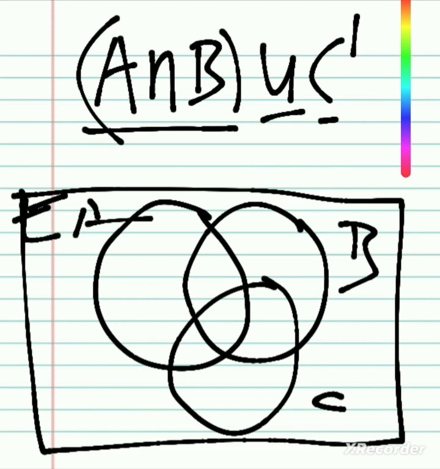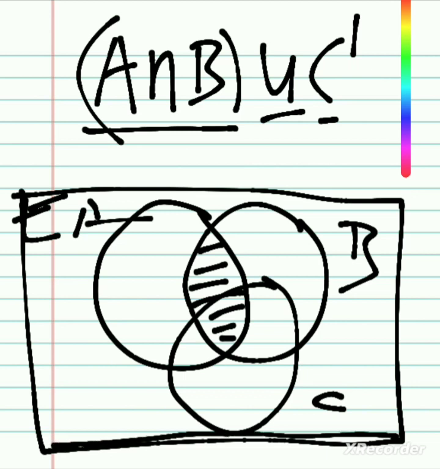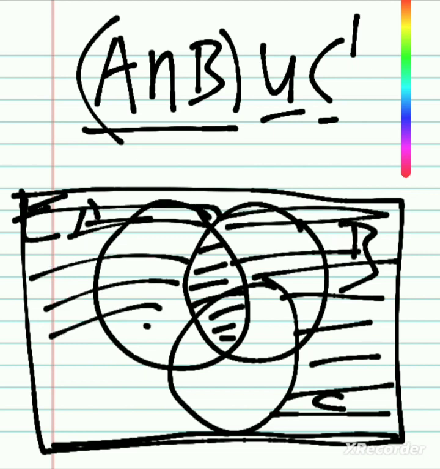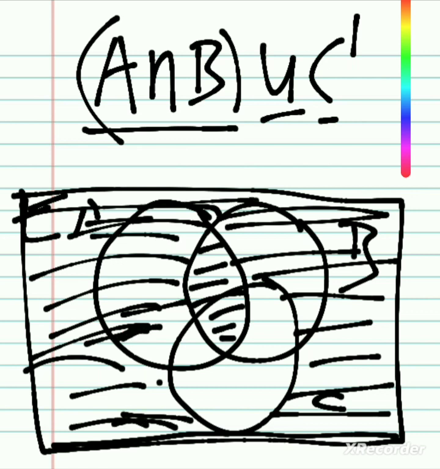So A intersect B, we know it's here. Union C complement, everything outside C. So we shade using the same type of shading. It's union. We're just putting them together. We want them to be united. Okay. So this is the answer. We have done A intersect B and we have done C complement. So that's the answer.